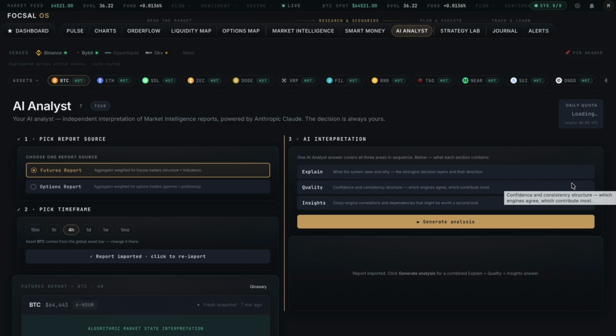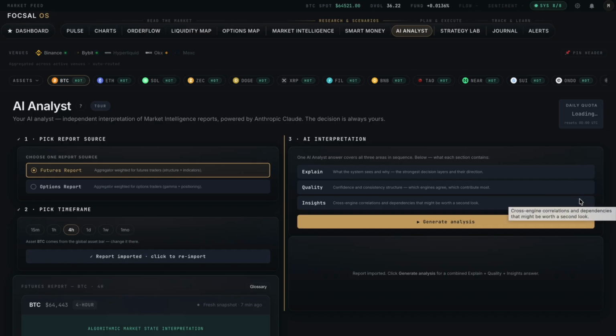The second is quality, the structure of confidence and consistency, which layers agree and which contradict each other. This is the check on whether the report holds together or whether there's a split underneath. The third is insights, things worth a second look, correlations between layers and signals that are easy to miss on a quick scan. For example, a gamma flip right next to price, or a basis trade warning. 3 questions. Why this? Is it solid? And what to watch for?